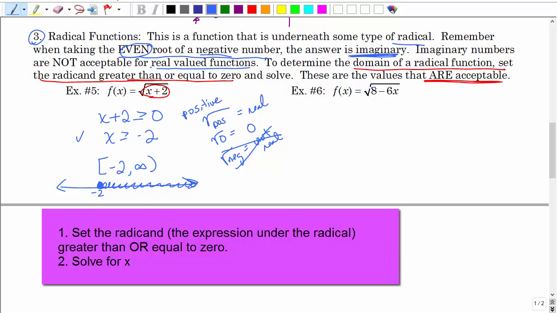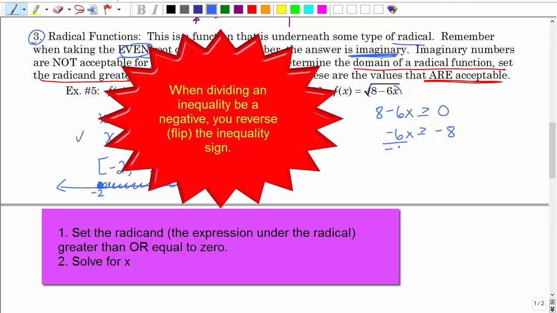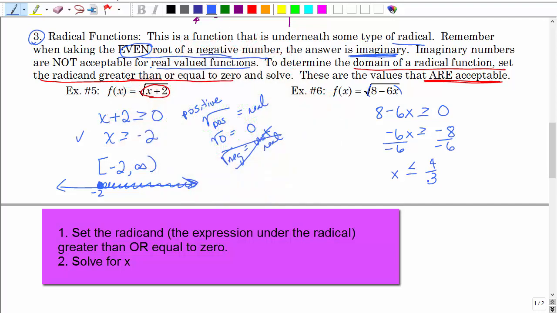So let's do the same thing here. We're going to take 8 minus 6x, solve. So if I subtract 8, now this is where you have to be careful. I'm dividing by a negative. What happens? You flip that inequality and reduce. So our domain is x is less than or equal to 4/3. And again, if I had 4/3, that would be to the left. And in interval notation, that would be from negative infinity to 4/3 bracket. So those are your basic radical functions, square roots.